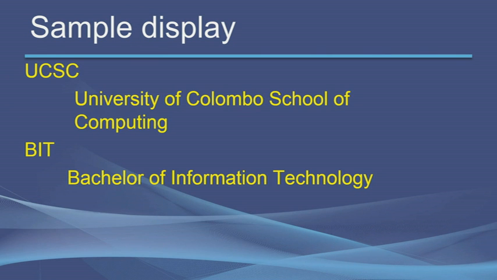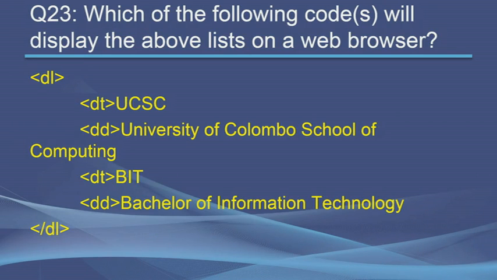And now let us also look at a sample display. Like I told you, you should be able to look at the code and visualize what HTML will produce on a browser, and you should also be able to look at what's displayed on a browser and decide what particular code is required to display this, or how you need to code in HTML. So look at this. You have UCSC, University of Colombo School of Computing, BIT, Bachelor of Information Technology. So let's look at what will display this. The question in your paper is, which of the following codes will display the above listing?